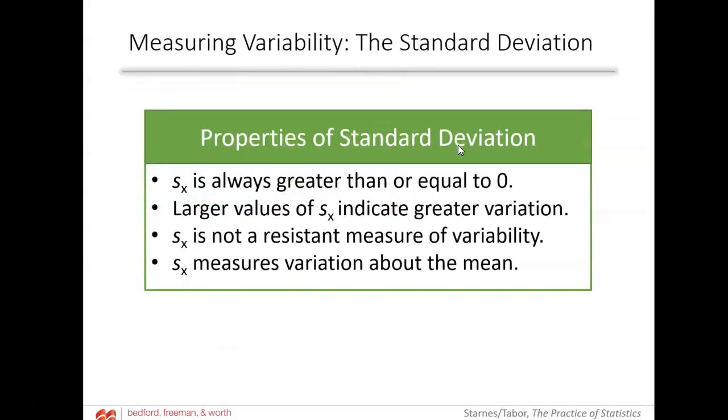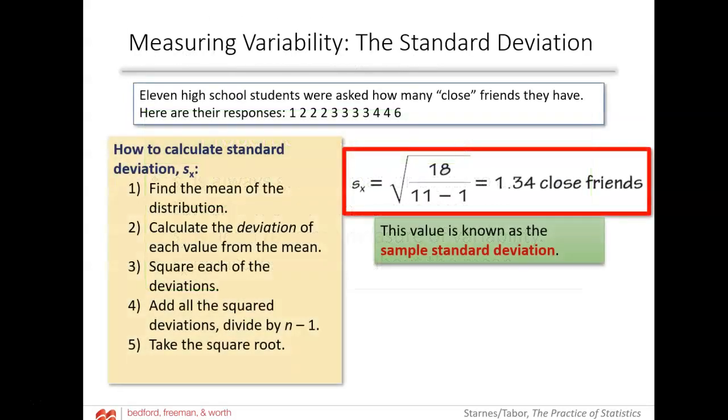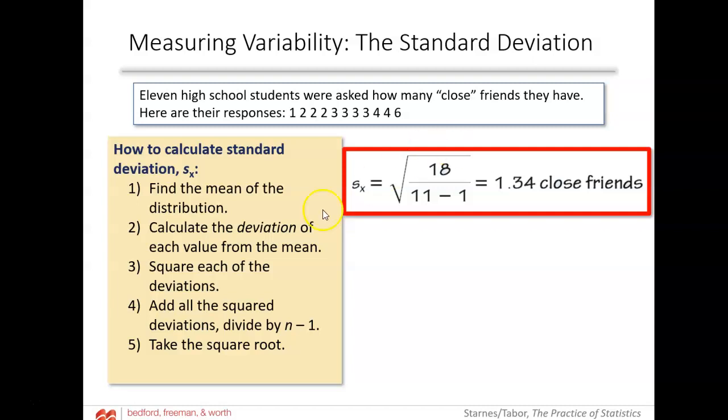Let's back up a moment because I really didn't have a slide in here where they talked about what this means. So the sample standard deviation is 1.34 close friends. That tells you how much it varies for every standard deviation you go out from the mean. So if I was trying to talk about this data, I would say the 11 high school students who were sampled, the average number of friends was 3 with a standard deviation of 1.34 close friends.